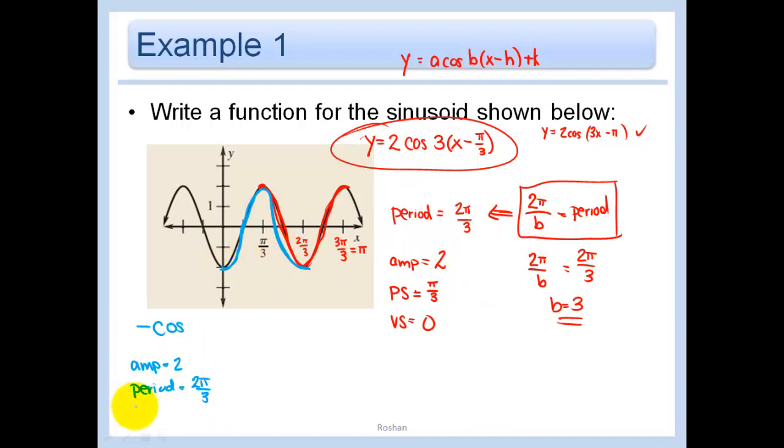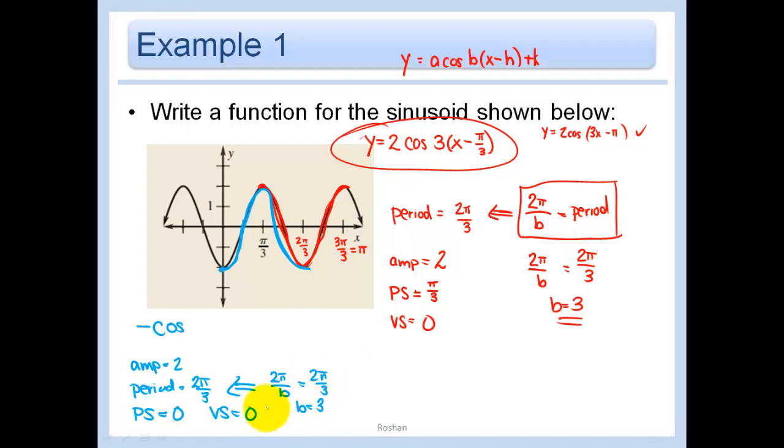In this blue one, though, my phase shift is going to be 0 because I start right at 0, and my vertical shift is also going to be 0 because I just go down 2 and up 2 from the 0. Okay, so again, since my period was 2 pi over 3, remember that means the period, which is 2 pi over b, must be equal to 2 pi over 3. In other words, b still equals 3.